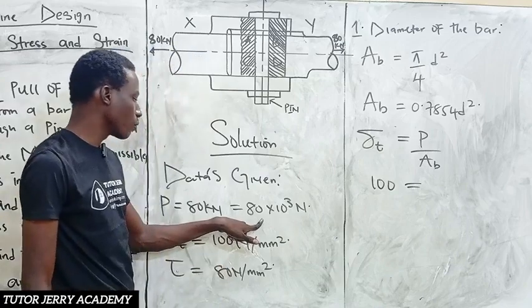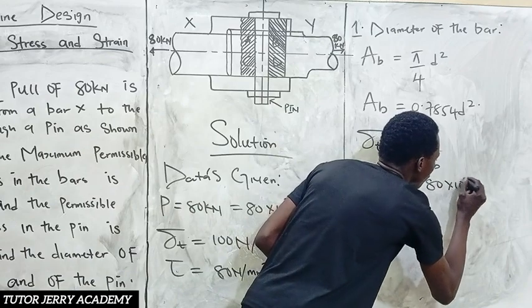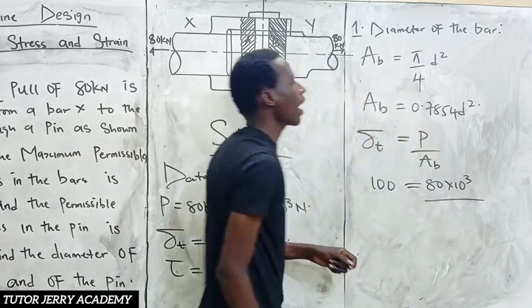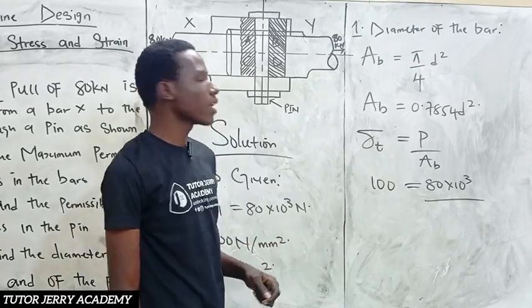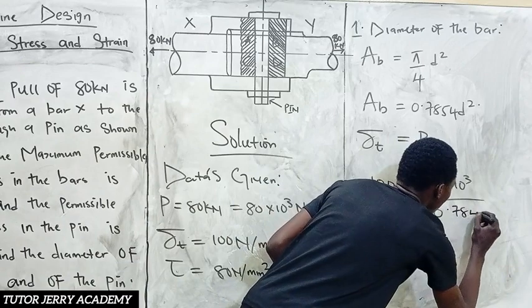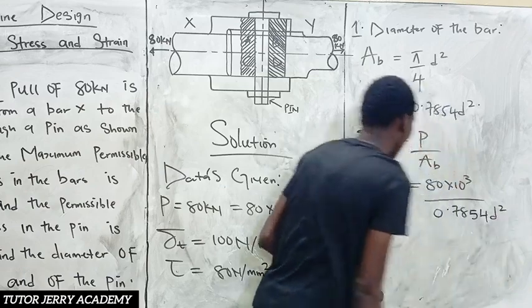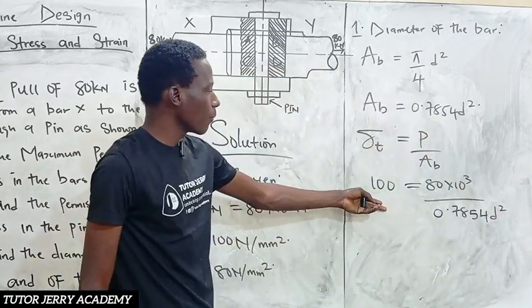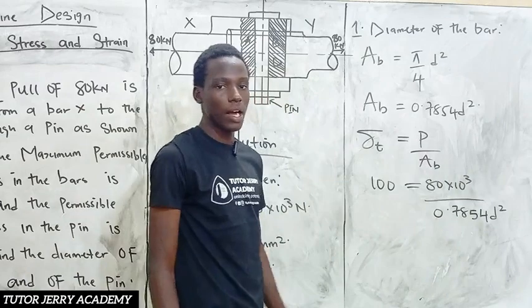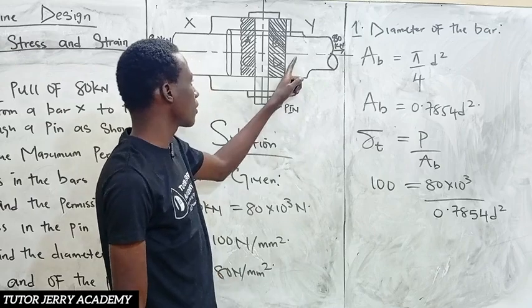We have our load to be 80 times 10 to the power of 3. And our area is nothing but 0.7854 d square. So this is what we have. From here we can make d the subject of the formula, and then we have gotten our diameter for this bar.